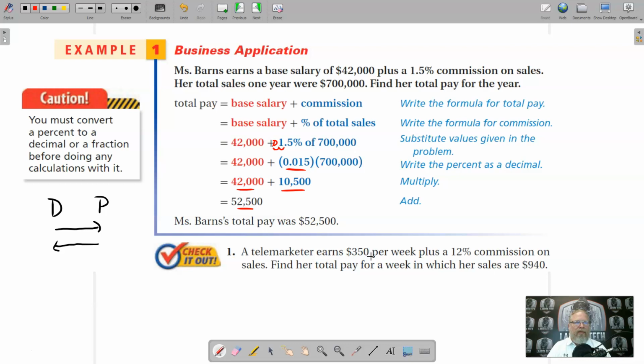Check it out. A telemarketer earns $350 a week plus a 12% commission on sales. Find her total pay for the week in which her sales are $940. So in this case, let's go with income. We'll call it I for income. Her income is equal to her base plus her commission. So let's plug in our values here. The base is $350, and then plus her commission. Commission is $940.